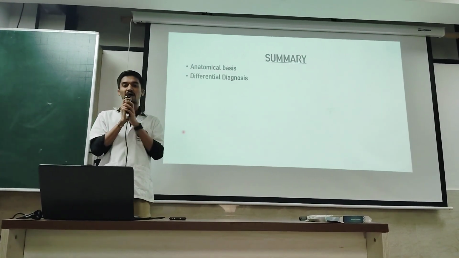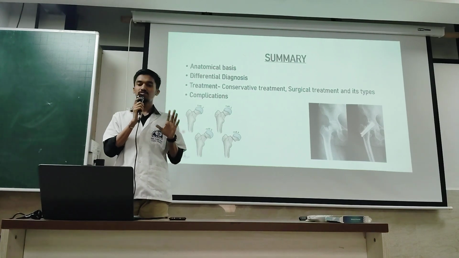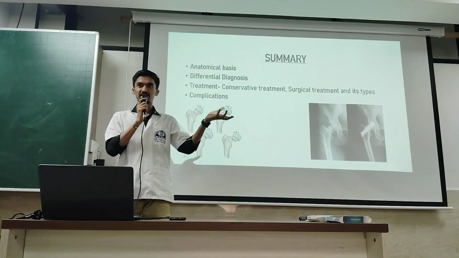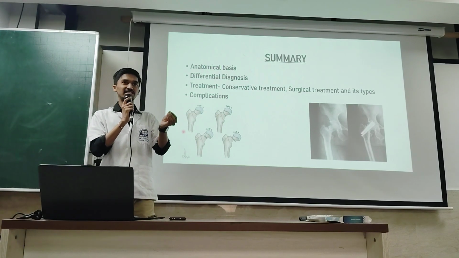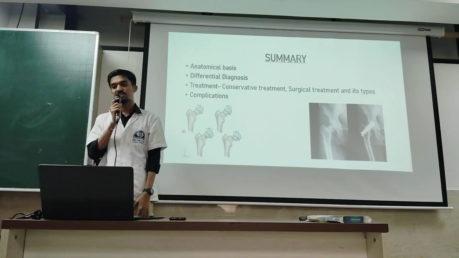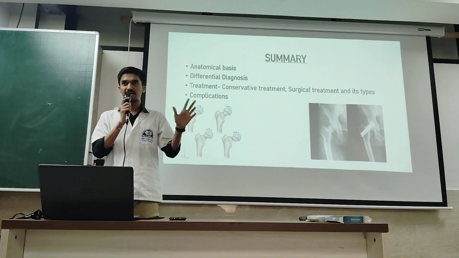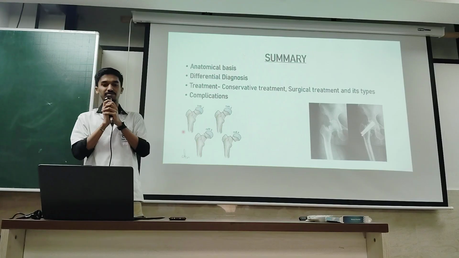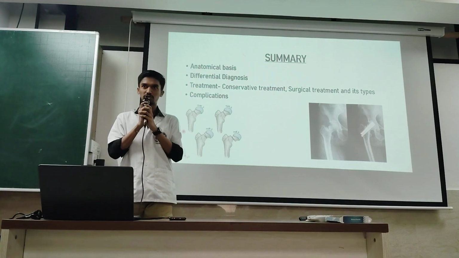Then we moved on to anatomical basis and differential diagnosis. Finally, we came to the treatment part. In treatment, we saw two types, conservative treatment and surgical treatment. Conservative treatments had some disadvantages, so we moved on to surgical treatments. In surgical treatment, we saw two types, that is internal fixation and total hip replacement. Then we saw what the complications and the post-operative care were.